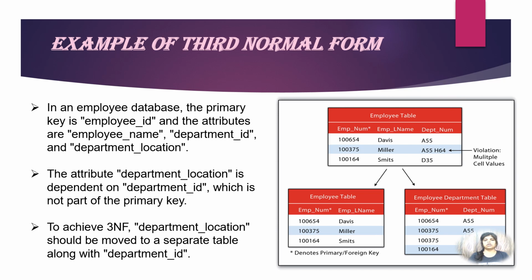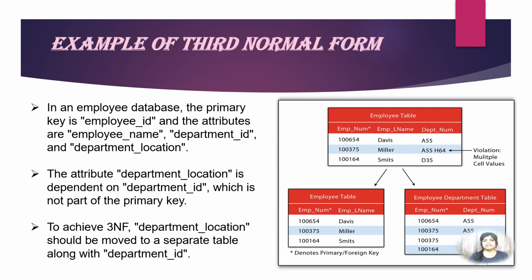Example of third normal form. In an employee database, the primary key is employee ID and the attributes are employee name, department ID and department location. The attribute department location is dependent on department ID, which is not part of the primary key. To achieve third normal form, department location should be moved to a separate table along with department ID.